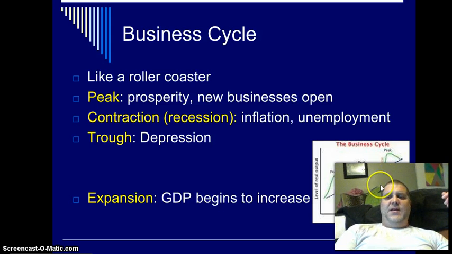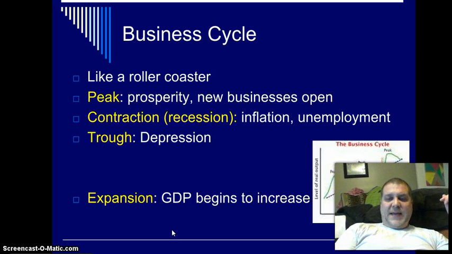A trough is the depression. I use my notes that talk about how one way that we measure recession was an unemployment rate between 7 and 10%, and depression was above 10%. That's one way to measure it. The other way to measure it is 6 months or more of a decrease in the GDP.